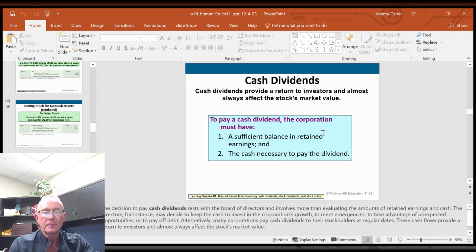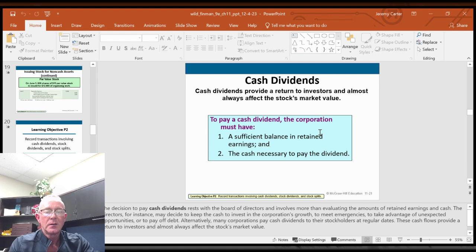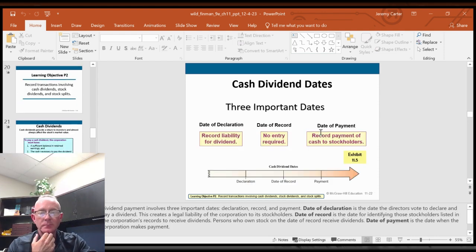All right. I've mentioned this in passing before, but to pay a dividend, you have to have retained earnings and you have to have the cash. So you can't pay dividends without income and sufficient income to pay what was supposed to be there. All right. So we record the liability for the dividend on the date of declaration. The date of record, it's just when we record it. And then the date of payment, we actually record the payment, the cash payment to the stockholders.